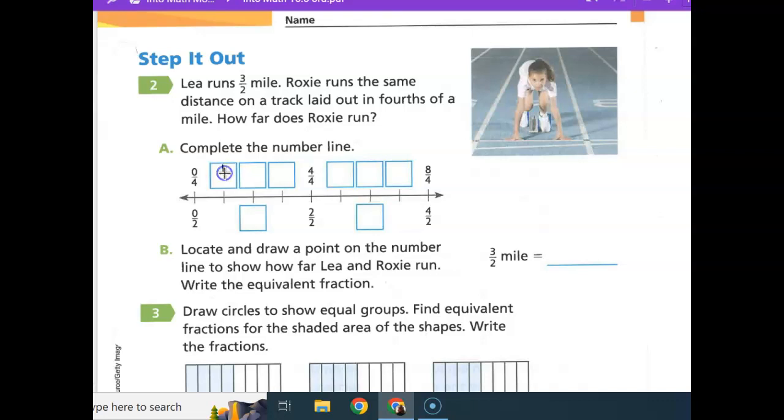So we have 0/4, 1/4, 2/4, 3/4, 4/4, 5/4, because we get over 1 here, 6/4, and 7/4. We're going to try and make these 4s look like 4s.